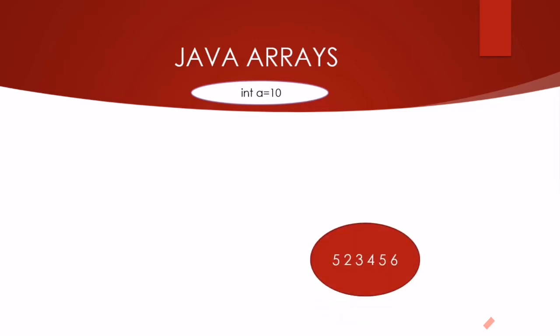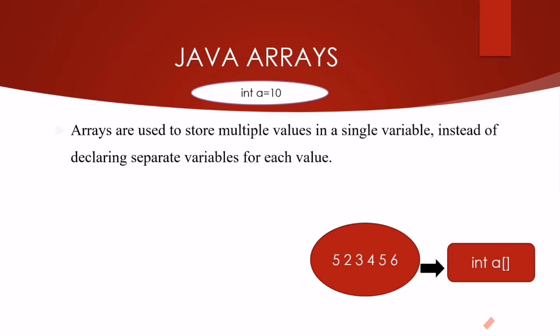So if you want to store a group of data that is all of a similar type, for example here it is integer, we can store all of this within one single array. So arrays are used to store multiple values in a single variable instead of declaring separate variables for each value.